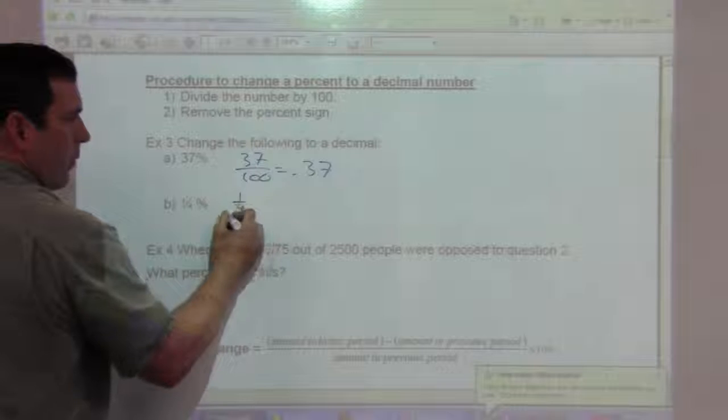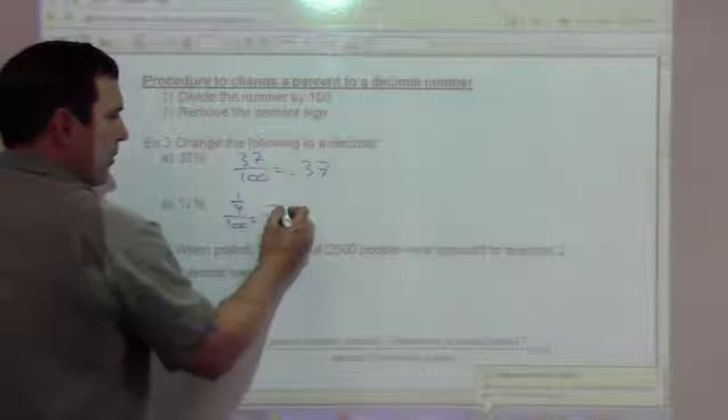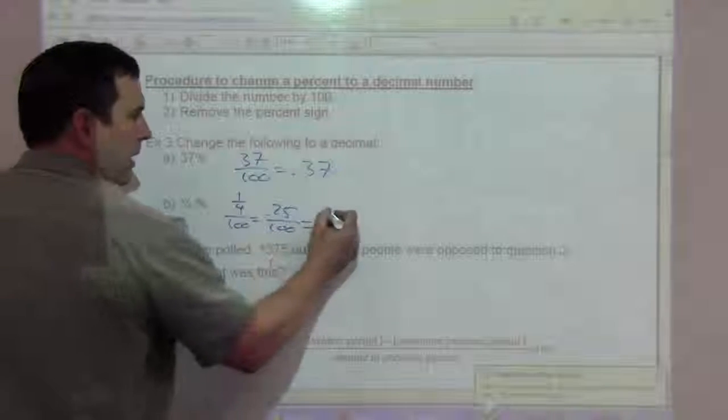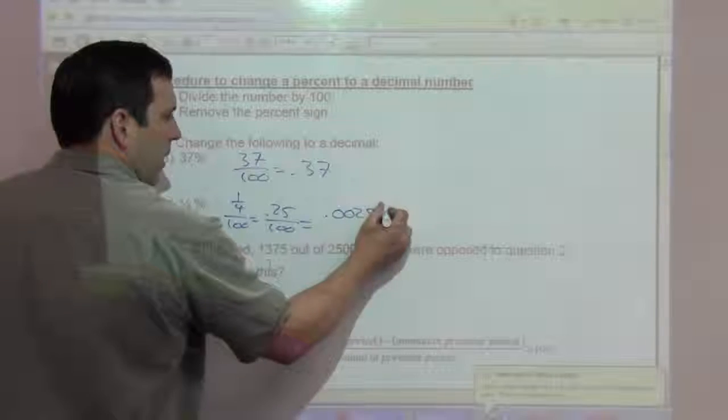1/4%, 1/4 over 100, that's 0.25 over 100. 1/4 is 0.25, that's 0.0025.